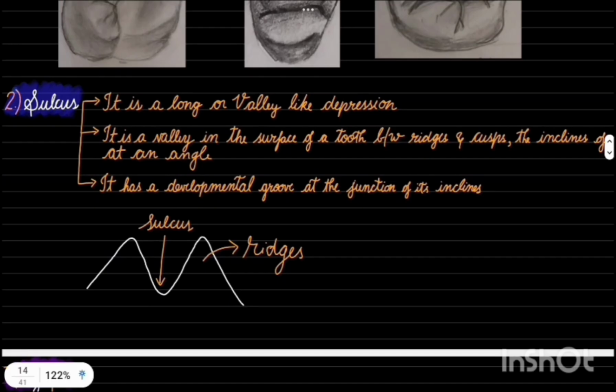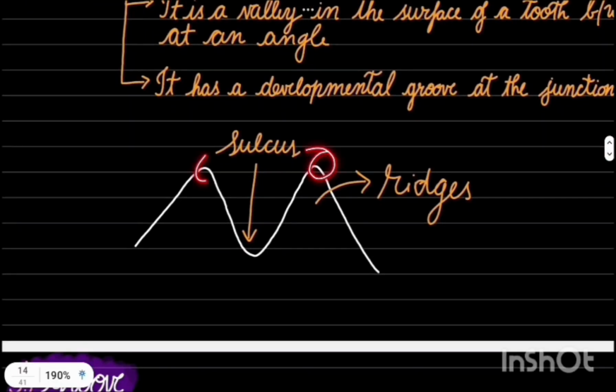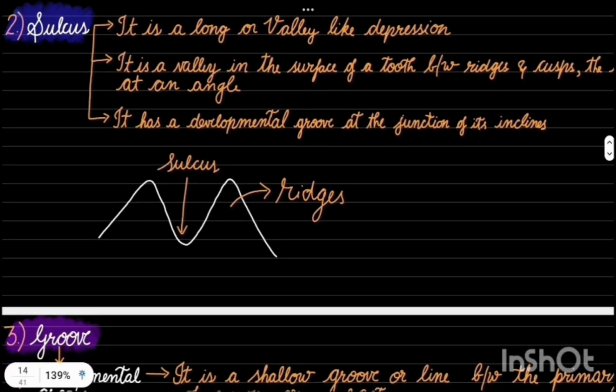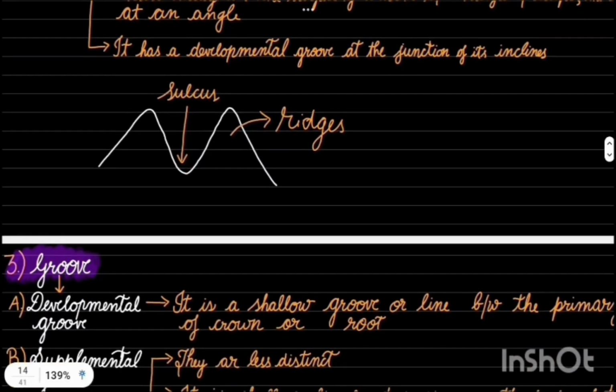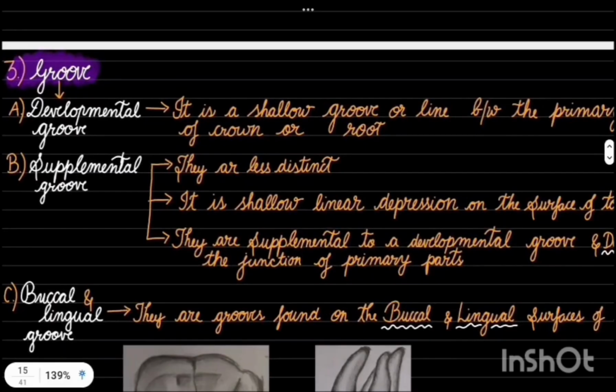Next we have the sulcus. Sulcus is a long valley-like depression. Imagine these are the cusp tips and these are the ridges. Now imagine these ridges as mountains. Between the mountains where a river runs, there will be a valley-like depression, and that is the sulcus. Similar to the shape of this valley, we have a depression called the sulcus.